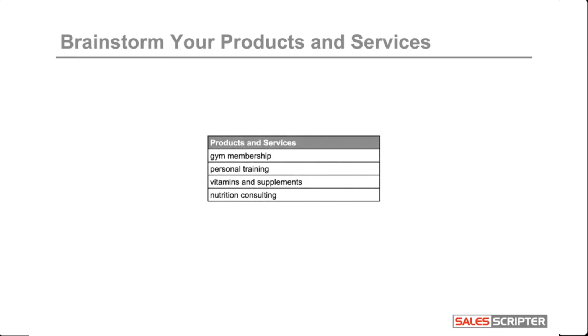You could start by brainstorming the products and services that you sell. And just for demonstration purposes here, I'm going to go back to that same example that we left off on last week, where I used an example of a salesperson selling gym memberships to a health and fitness club. So if I were that salesperson going through this process, here are some things I might list out in terms of what I sell: gym membership, personal training, vitamins, supplements, nutrition, consulting.